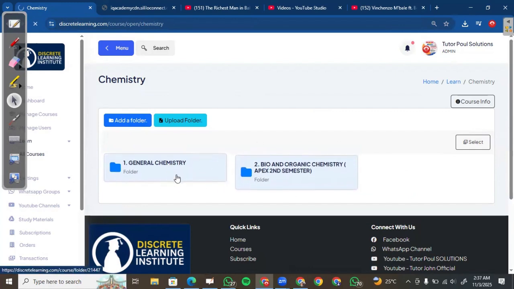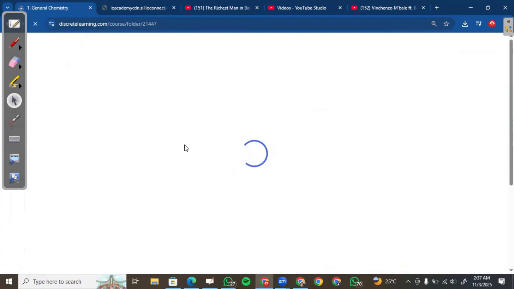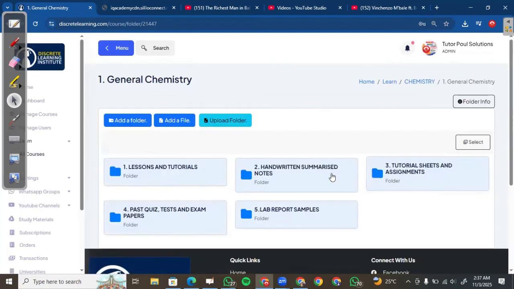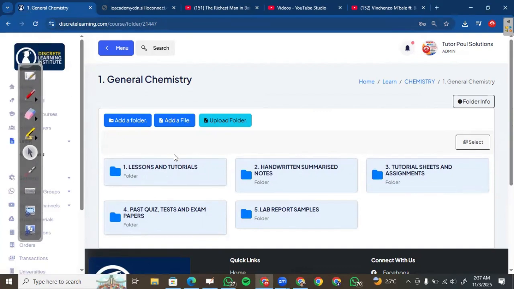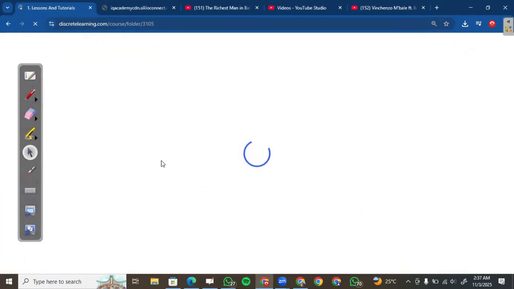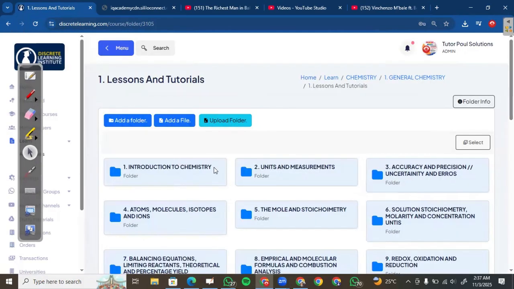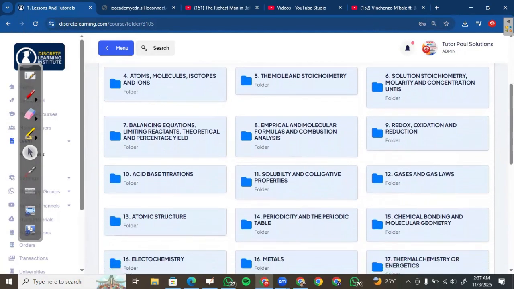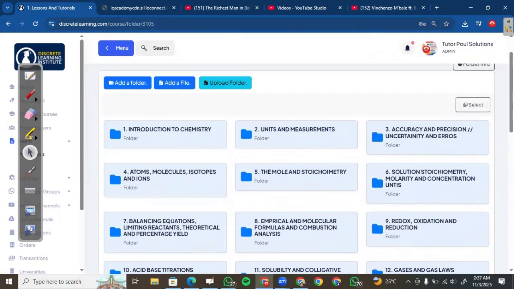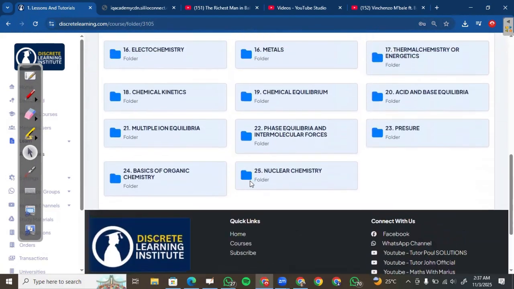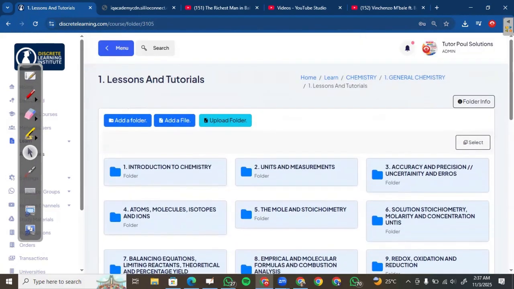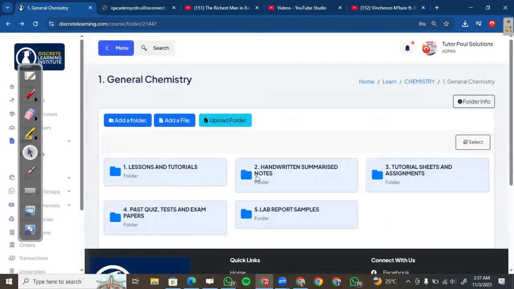So semester 1, I'll open the general chemistry there. I'll find 5 folders. This one here is for lessons and tutorials. Whatever topic you're going to learn, we have lessons in video form as well as summarized notes on all the topics. You can see here all the topics, from introduction to chemistry all the way to nuclear chemistry. We have the videos here. You can watch these at your own time, and learn at your own pace, anywhere, anytime, even in your blankets.